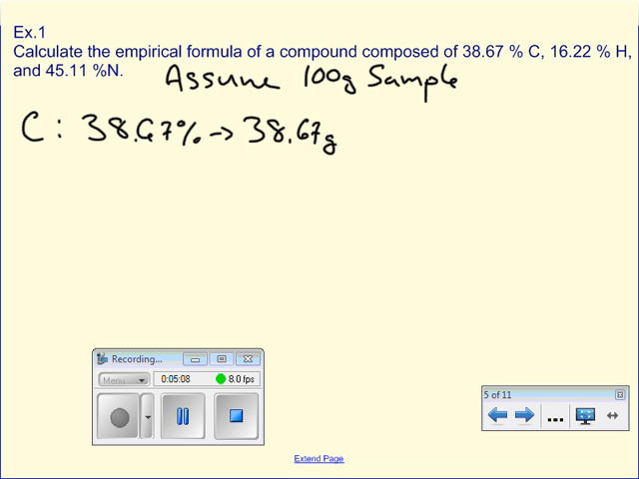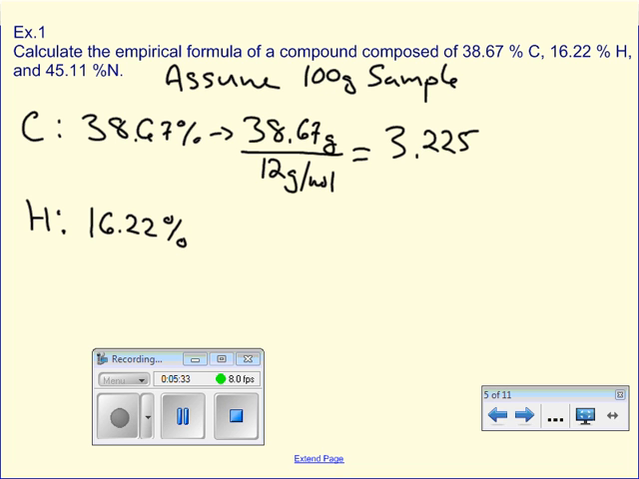Next, I'm going to take the molar mass of carbon, 12 grams per mole, and I'm going to figure out how many moles of carbon are going to be in my 100-gram sample, and that's going to be 3.225. I'm going to do the same thing for hydrogen. So hydrogen, 16.22% becomes 16.22 grams. Hydrogen's pretty easy. It's only 1 gram per mole. That means I'm going to have 16.22 moles.